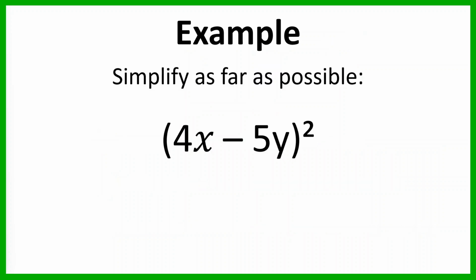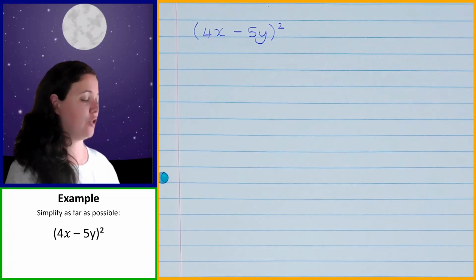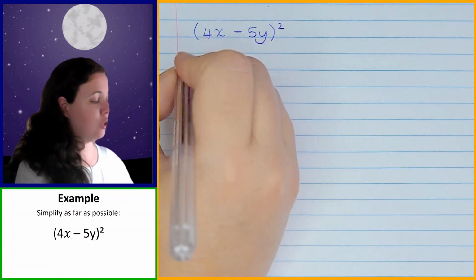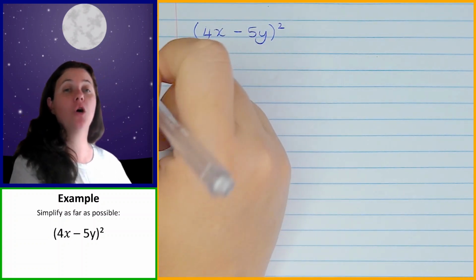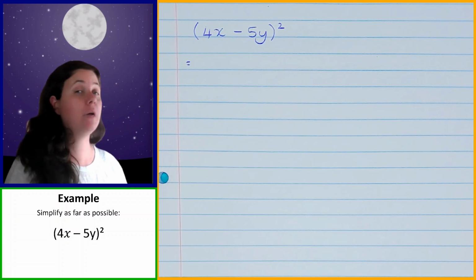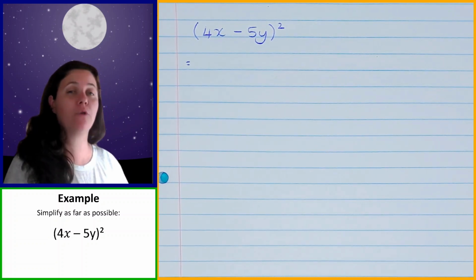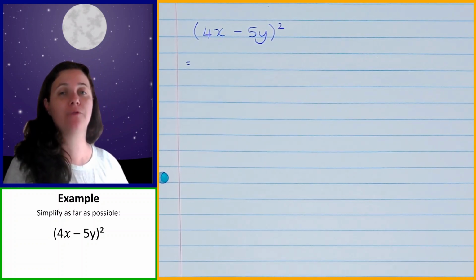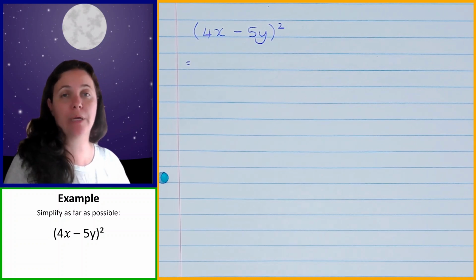In this example, we've got 4x minus 5y, and we're squaring that binomial. Let's have a look at how we would do this question. First of all, because I'm squaring it, I know that I could write it out as 4x minus 5y multiplied by 4x minus 5y and multiply it out the way we were doing when we were multiplying 2 binomials by each other. That's always an option if you want to do it that way. But you don't need to do it that way.